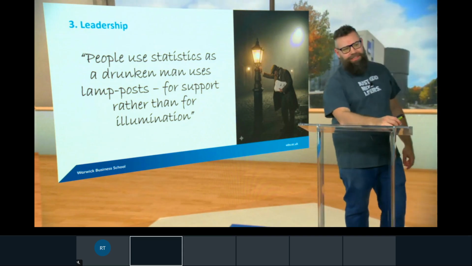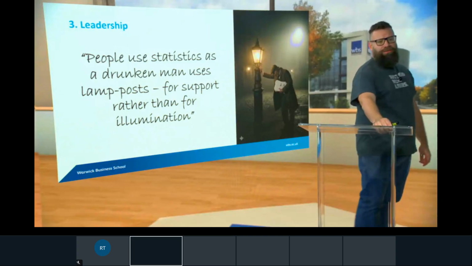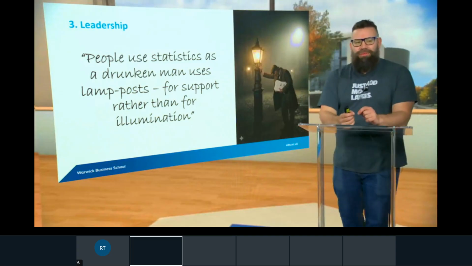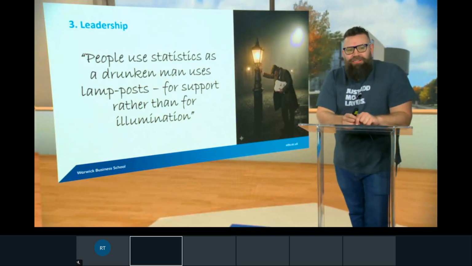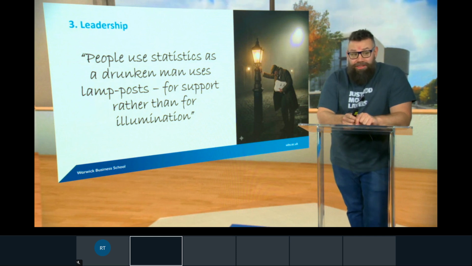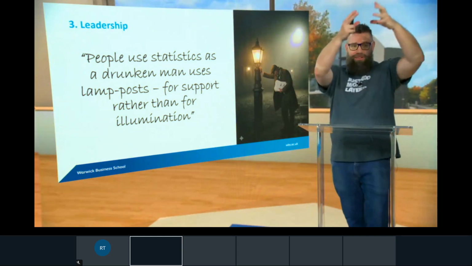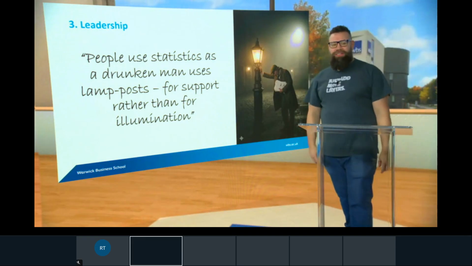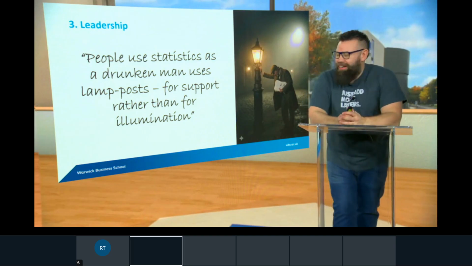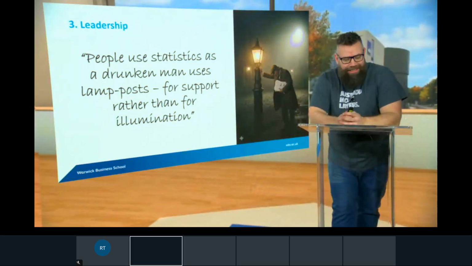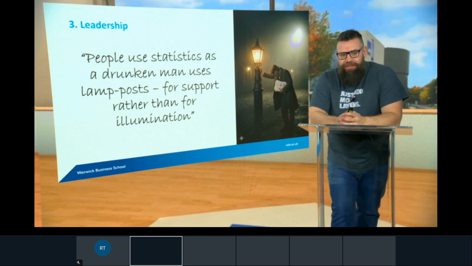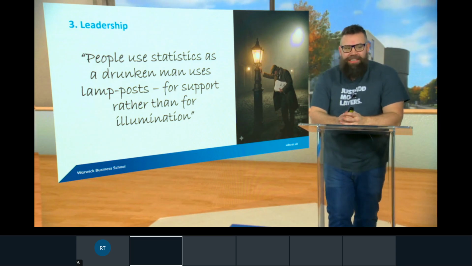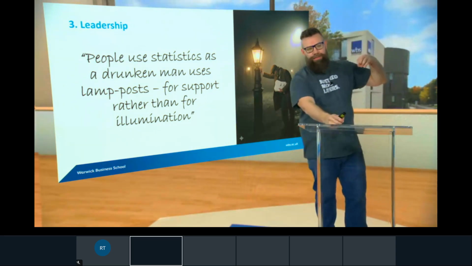People use statistics as a drunk man uses a lamppost, for support rather than illumination. The idea is the drunk is leaning on the lamppost because otherwise they're so drunk they would fall over. They're not leaning on the lamppost so they can use the light of the lamppost to see better. What does this mean with statistics? You get all of this idea of lying with statistics, and people, statistics can say anything. A lot of organizations will want their analytics essentially to support the decision that's already been made.